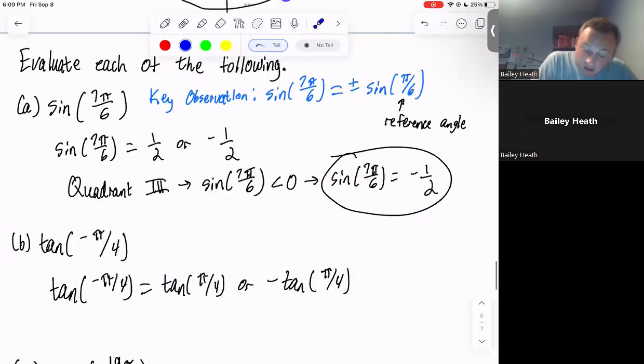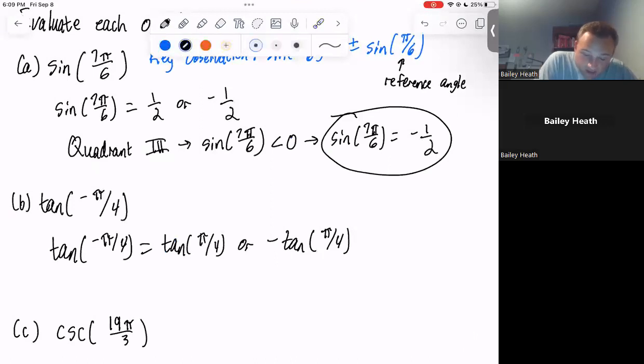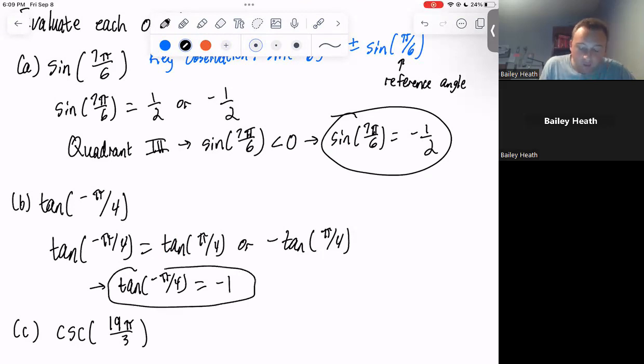Okay. So we conclude that tangent of negative pi over 4 is going to be negative 1. Again, we knew right away it had to be positive or negative 1, and then we thought about whether it was going to be positive or negative based on where we were in the unit circle.